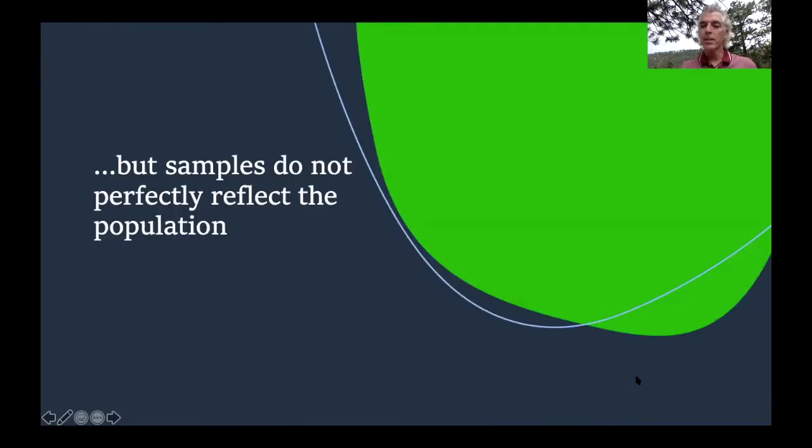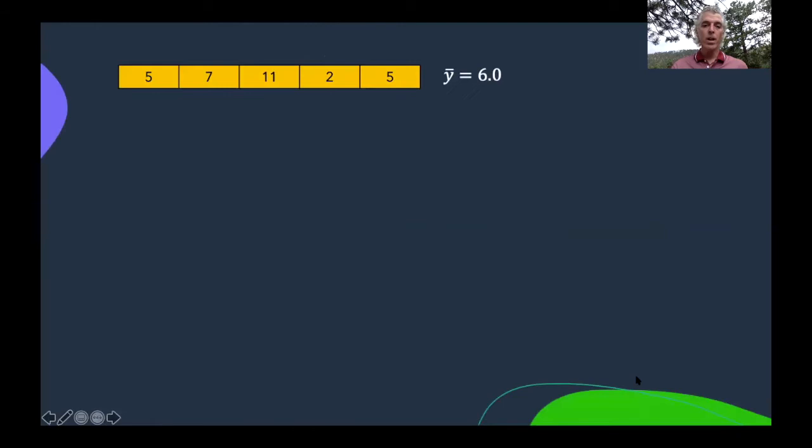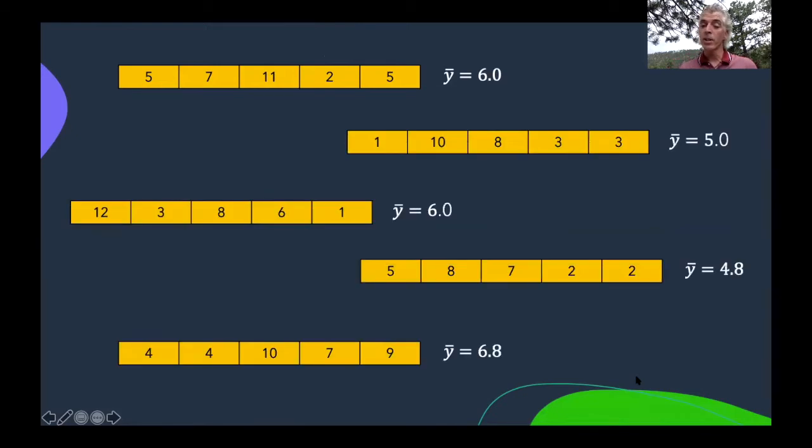But the problem is that samples don't perfectly reflect the population. They're our best estimate, but they're never going to be a perfect representation of our population. And that's because they're just a sample. So each time we go out and collect a new sample, we're going to get a slightly different estimate of the mean. So this was our original estimate, which had a sample mean of 6. If we went out and did this a bunch more times from the same population, we might get a slightly different sample mean for each time we do this.